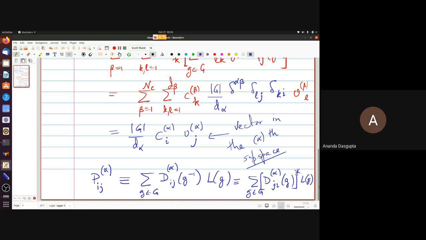If you really wanted to know which ones are the vectors which transform according to this particular irrep, which particular combination, for that you will need to know this. Is this okay?